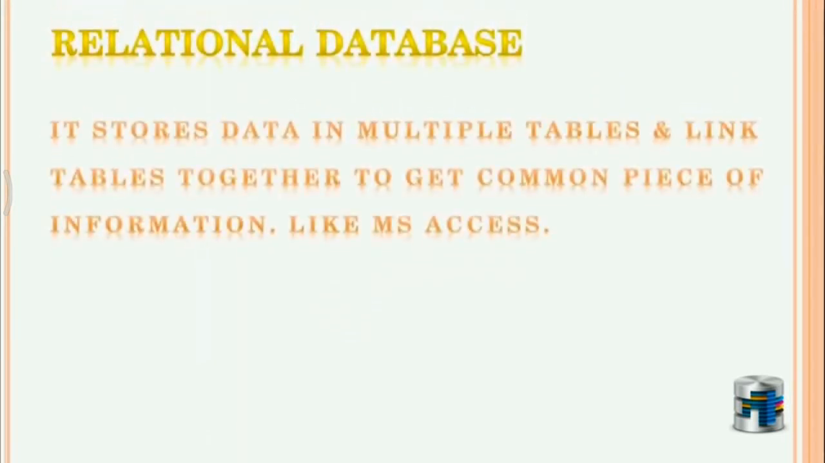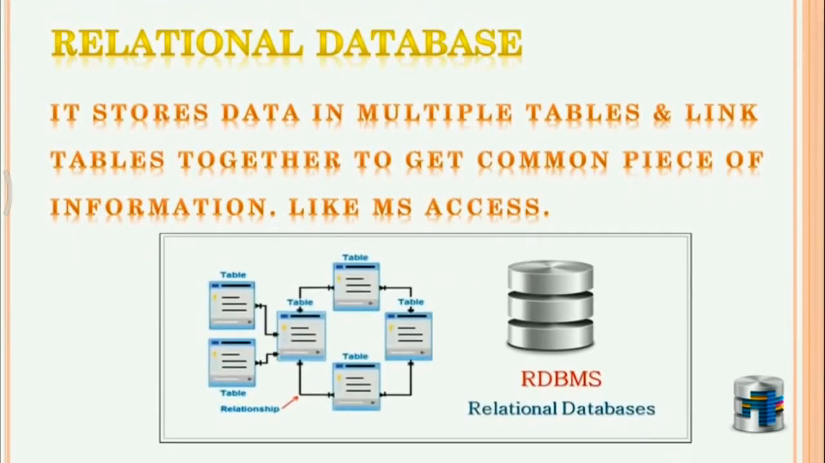Next, relational database. It stores the data in multiple tables and links tables together to get a common piece of information, like MS Access. Relational database means RDBMS, Relational Database Management System. So in MS Access, we are going to create this type of database here. It stores the data in multiple tables and links tables together to get a common piece of information. Are you getting it? Yes.